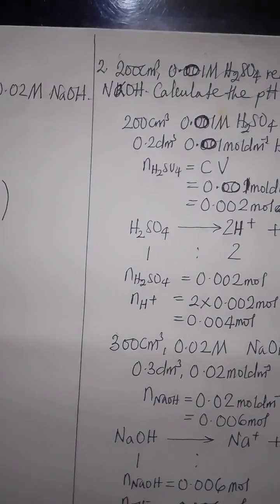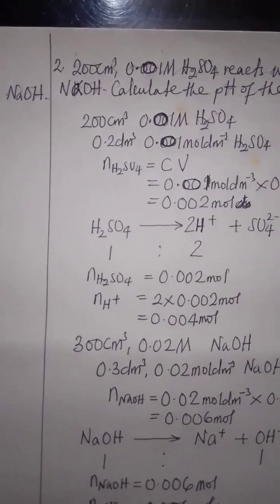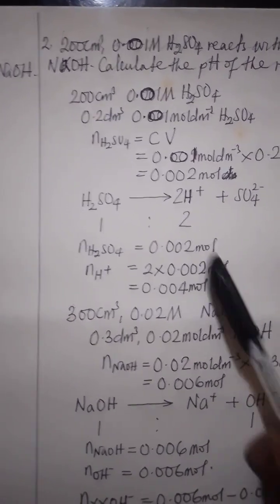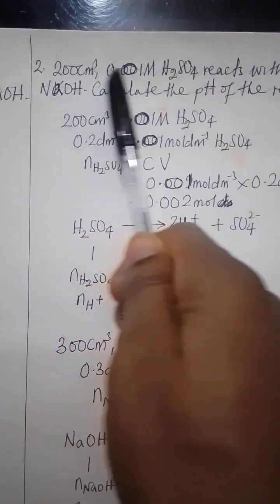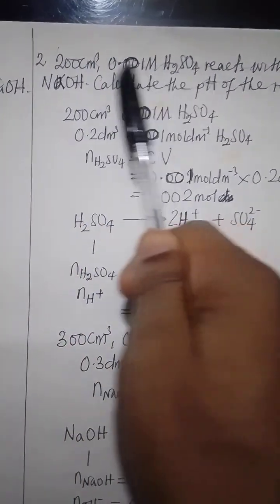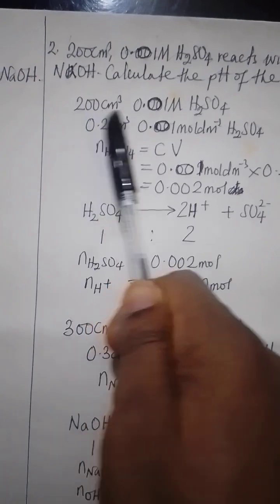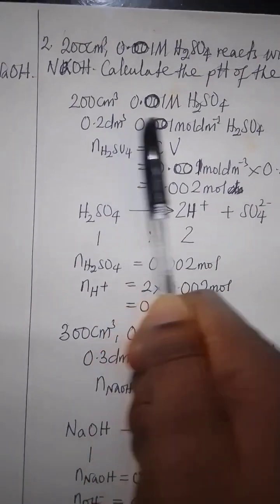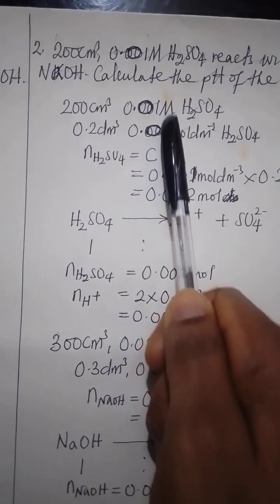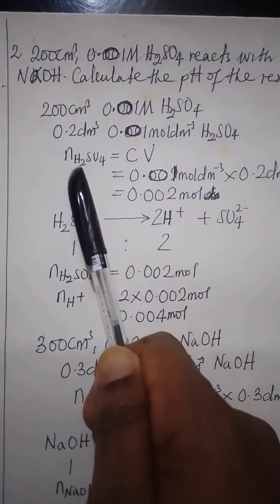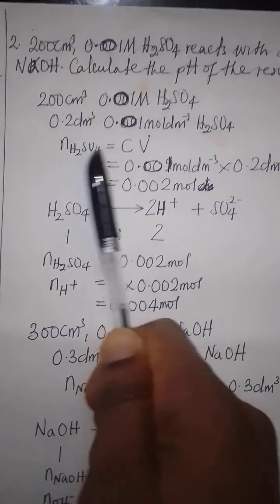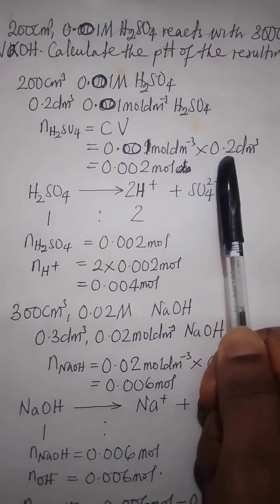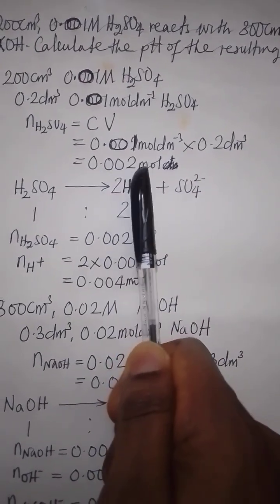Let's change it to NaOH. Okay, so we write the volume and the concentration of H2SO4 as given. Then we convert this cm cube to dm cube, and then we rewrite this molar to mean mole per dm cube. Then we get the number of mole of the acid, which is concentration times volume, and that will give us 0.01 times 0.2, and that will take us to 0.002.